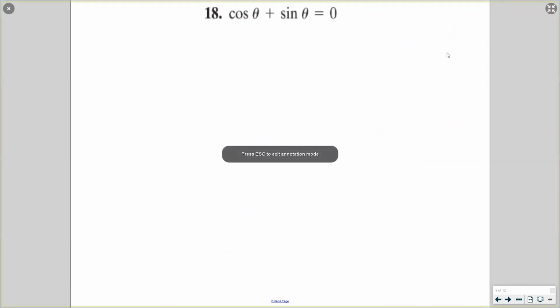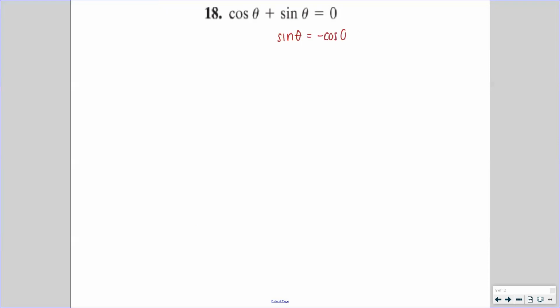Okay, here's how I'm going to approach number 18. I'll explain why in just a minute, but I'm going to subtract cosine from both sides. You actually don't need to do this step first, you can do it last, but I'm going to do it first. So I subtract cosine from both sides. I get sine theta is equal to negative cosine theta.